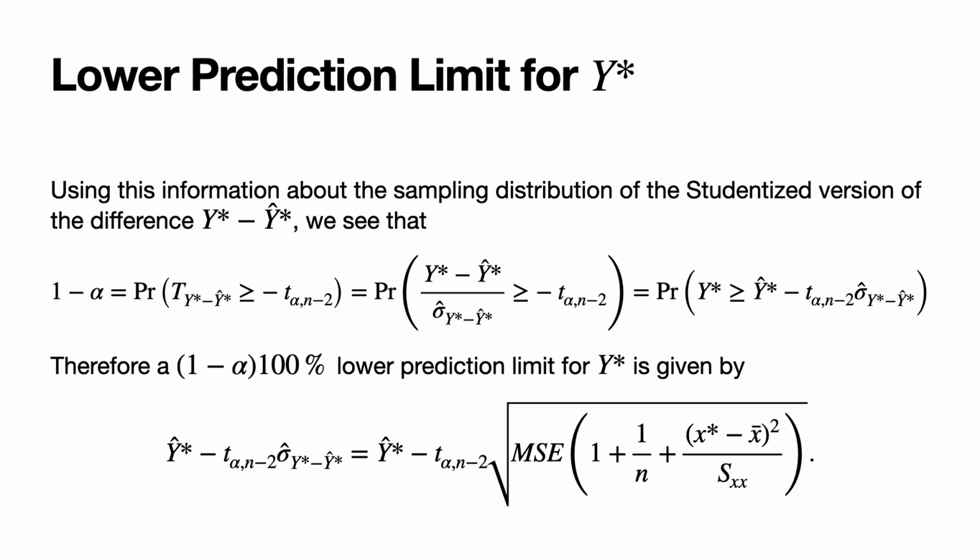This implies that a 1 minus alpha times 100% lower prediction limit for the new observation y star is given by the following expression. Y hat star minus the product of the interval coefficient and the estimated standard error of the difference between y star and y hat star.